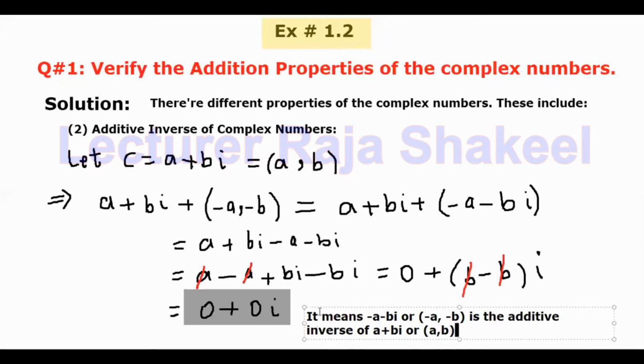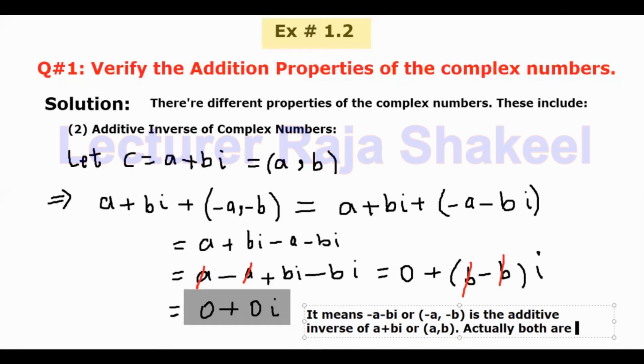Therefore, you may say that a plus b iota is the additive inverse of minus a minus b iota, and minus a minus b iota is the additive inverse of a plus b iota. Both are additive inverses of each other. So this was the solution for the second property, which is the property of the additive inverse of the complex number.